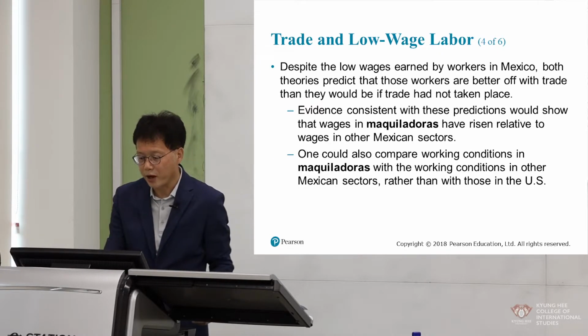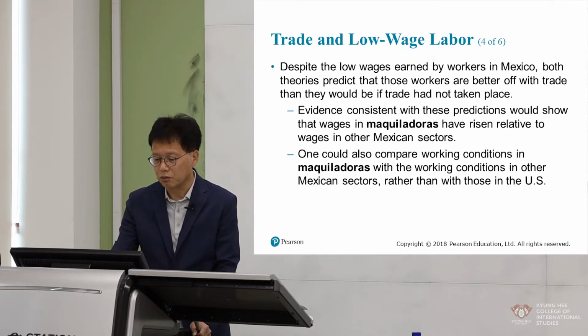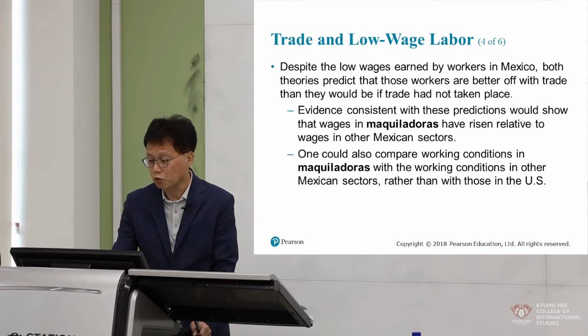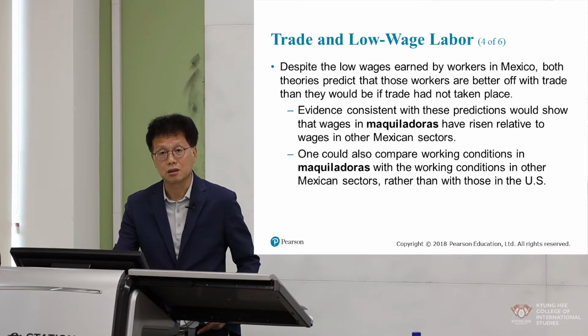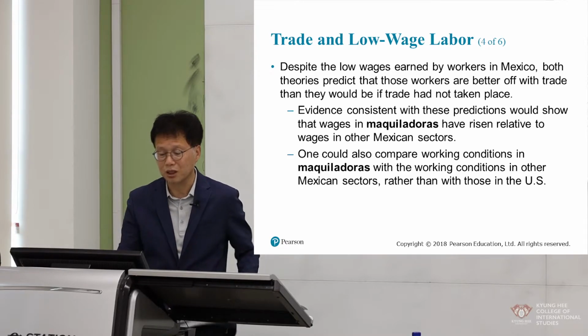Despite the low wages earned by workers in Mexico, both theories predict that those workers are better off, in other words, wage rates increase with trade, than they would be if trade had not taken place. Okay? Think about an autarky situation. Evidence consistent with these predictions would show that wages in Maquiladora have risen relative to wages in other Mexican sectors.